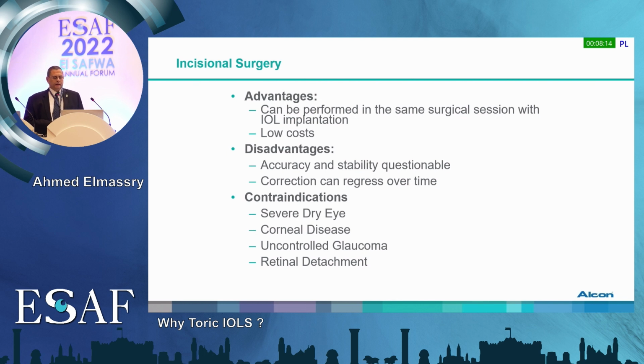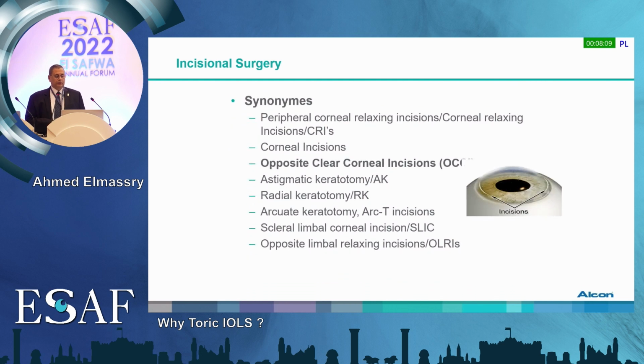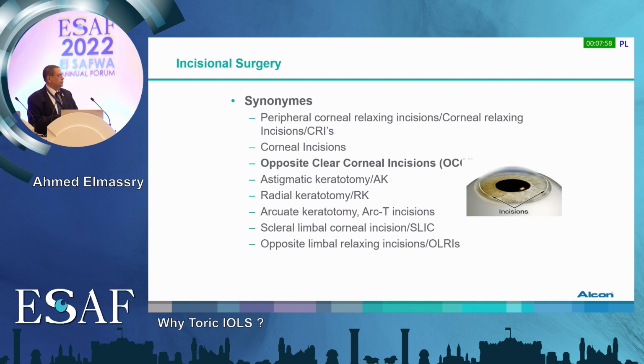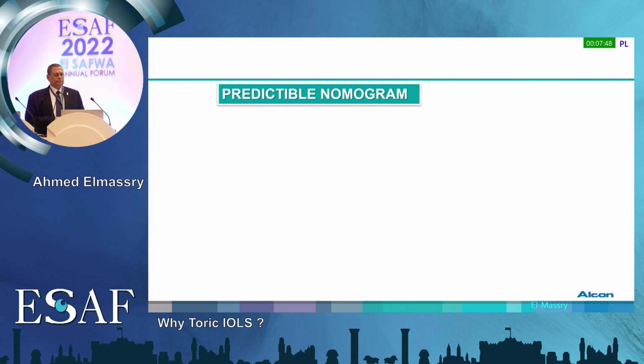And of course, it is contraindicated in patients with severe dry eye, corneal disease, glaucoma and retinal detachment. There are different names for these peripheral corneal incisions, and I'm interested in the opposite clear corneal incision more than the others, which still has a role, and I took the chance from Dr. Tariq to present this simple predictable nomogram that may be of benefit for you to use when we open a 3 millimeter clear corneal incision with another opposite clear corneal incision.